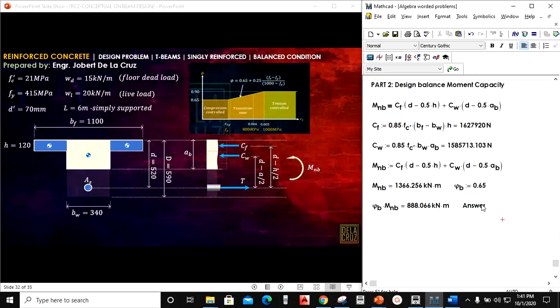Okay, so that one. Capital natin para highlighted talaga. Now, for part 3, we are to design the area of steel bar. Design na tayo. So, ano yung gagawin natin?